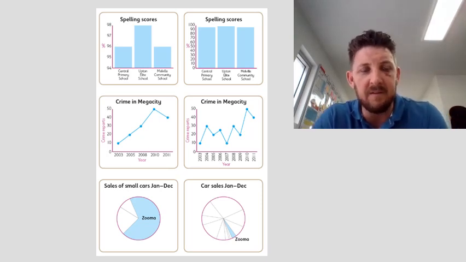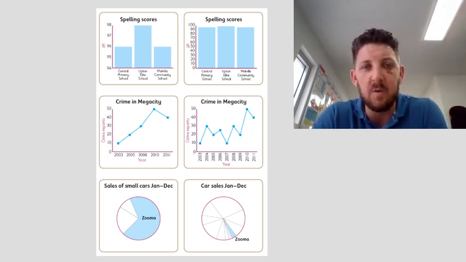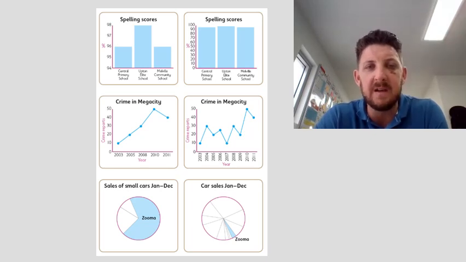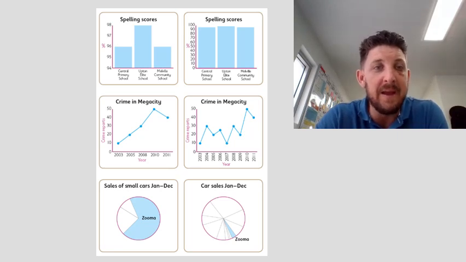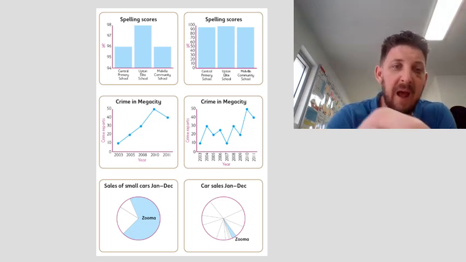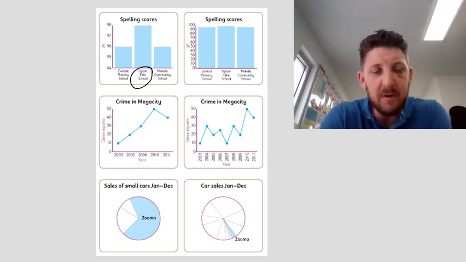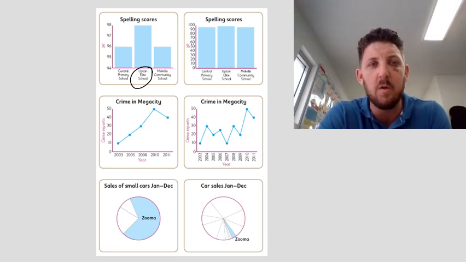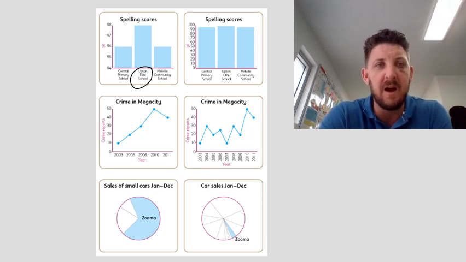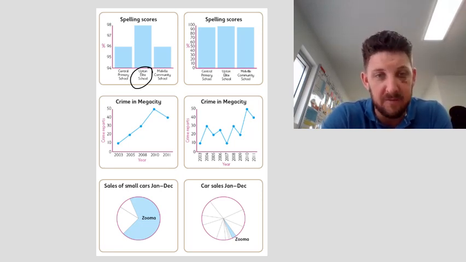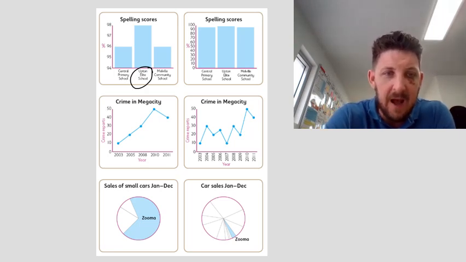So if we look at the same graphs again, if we were going to ask you the question, who do you think has funded or sourced or is the one presenting this data to make it look more appealing, who would it be in the first one for the spelling scores? Well, it would have to be Upton Elite School, because they want to try and make out that their school is so much better at spelling. So they would have been the people who constructed this graph, or the ones who funded it. If we look here at the crime in Mega City, and we can say that it's going up, it's obviously saying there are more crimes reported.